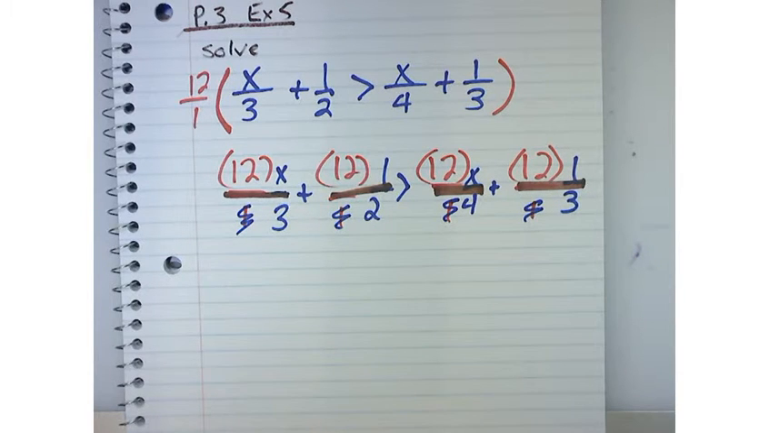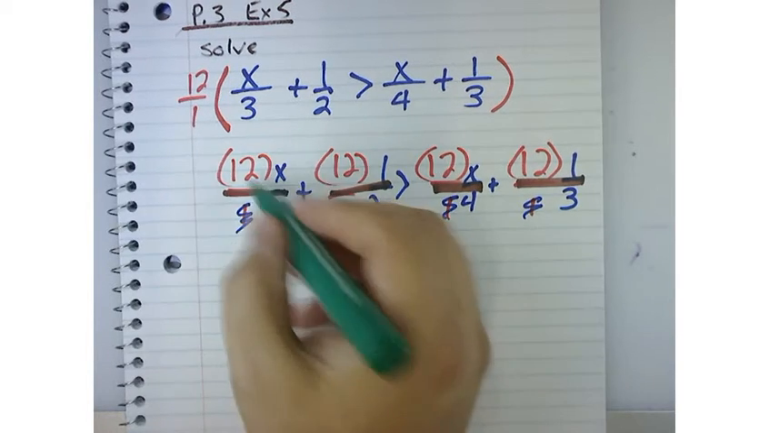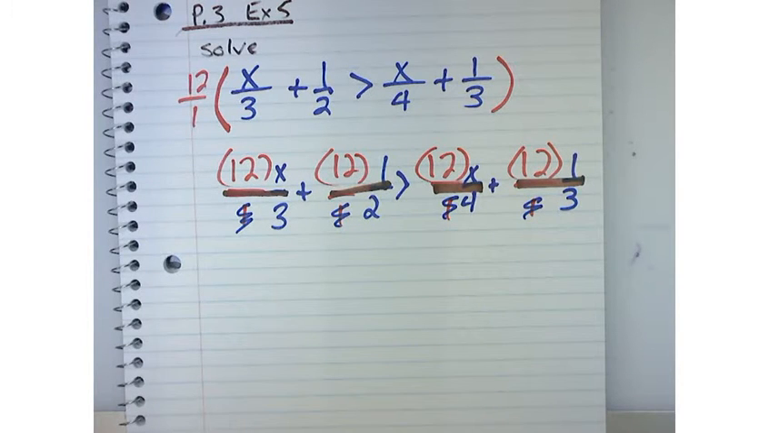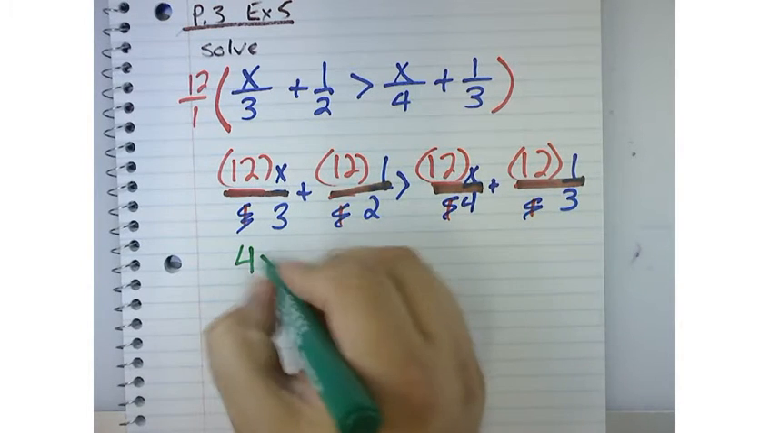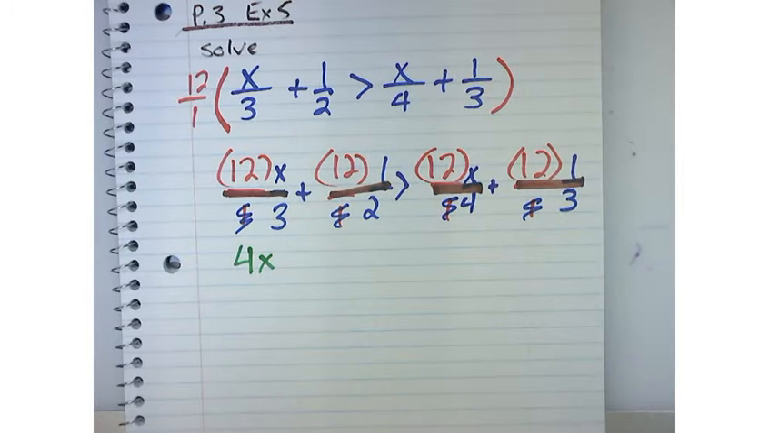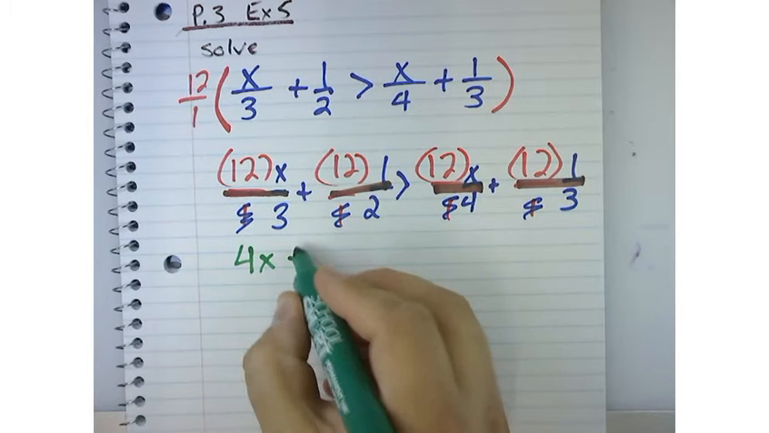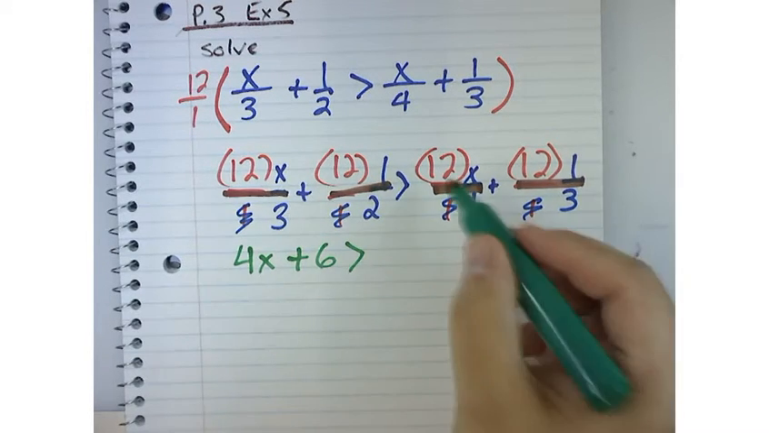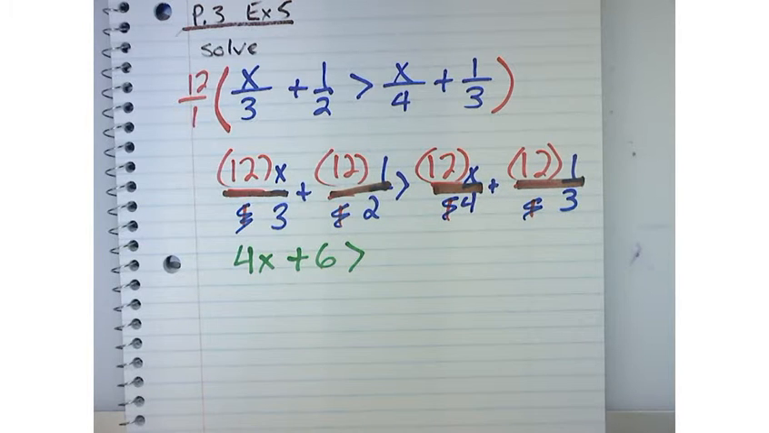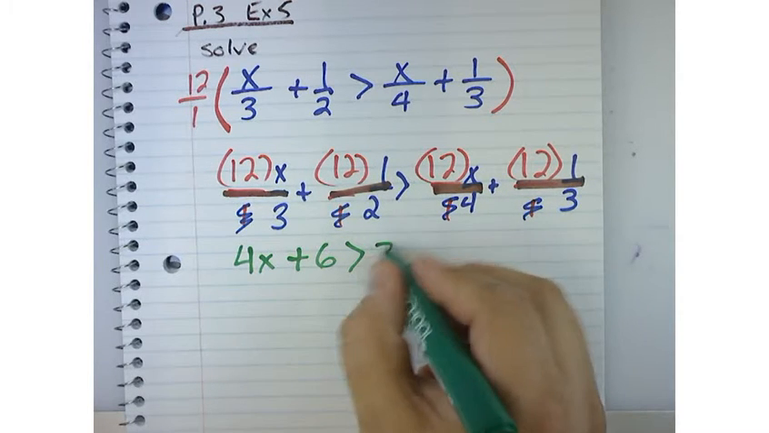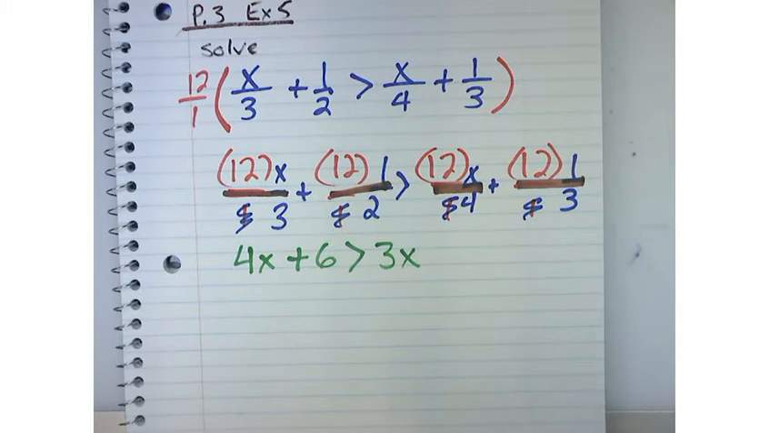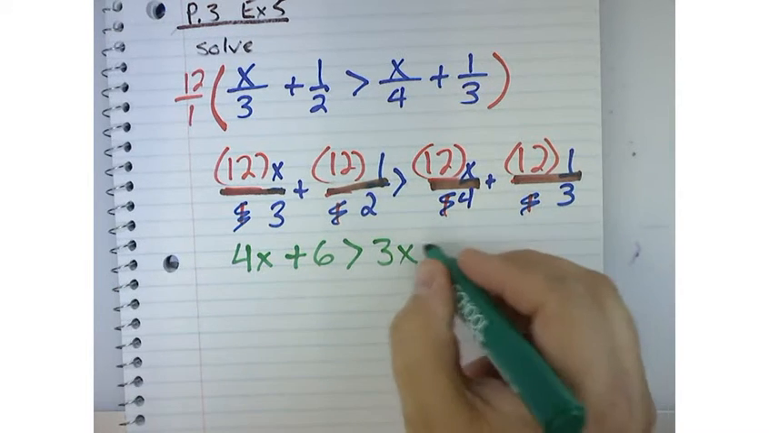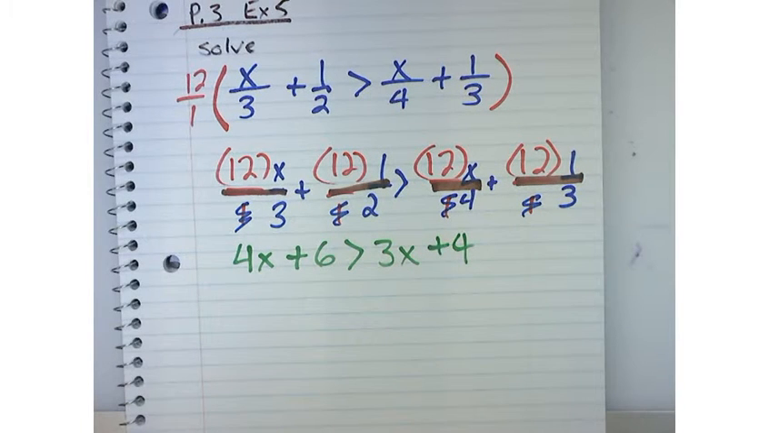So if we're going to reduce the fractions, what is 12 divided by 3? 4. So this just becomes 4x. What's 12 divided by 2? 6. So this just becomes 6. Is greater than, what's 12 divided by 4? 3. So this becomes 3x because the x doesn't go away, right? And then what's 12 divided by 3? 4. Positive 4, right? Now that's a much easier problem to solve, isn't it?